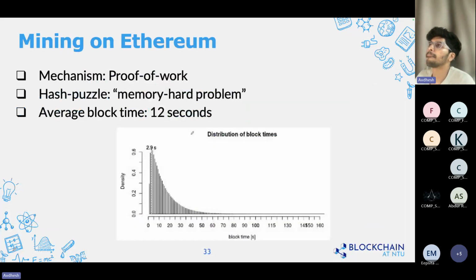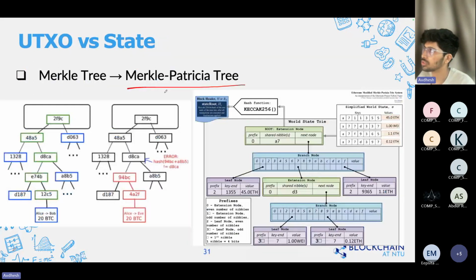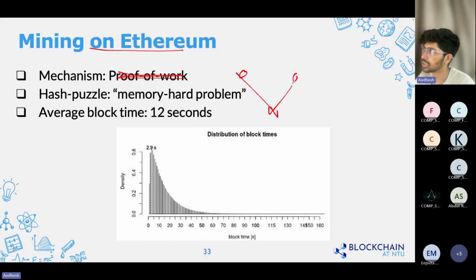But yeah, mining on Ethereum, this is wrong. It used to be proof of work, but since September 2022, it has been changed to proof of stake. So proof of stake is like, as you said, that there are a lot of nodes here, and these are all P2P connected.